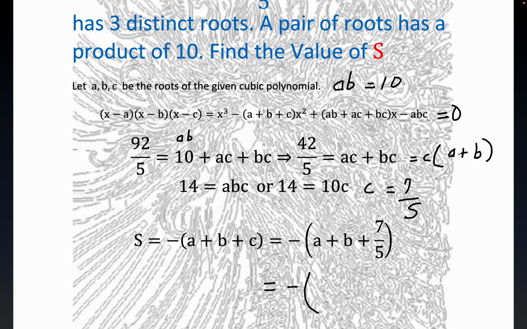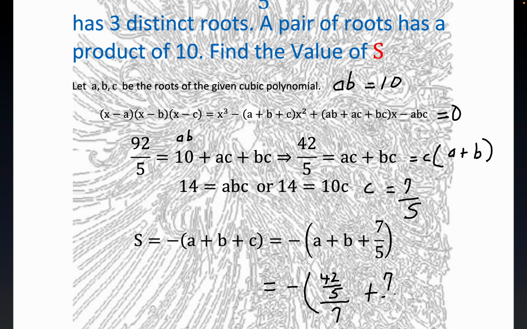Okay, a plus b, if you divide through by c here, you would get 42 over 5 over c is equal to a plus b. But we already know that c is 7 over 5, right? So we can write 42 over 5. Let's be careful. 42 over 5, 42 divided by 5 divided by 7, like that, and then plus 7/5 here.